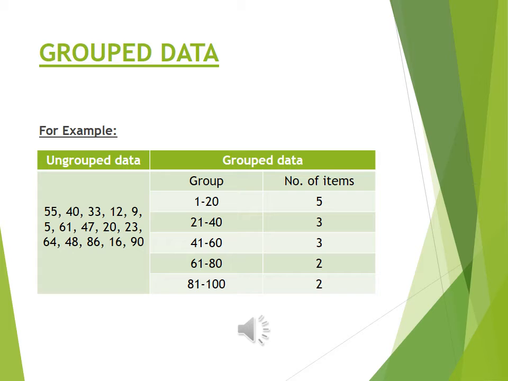How? Let's see. 12, 9, 5, 20 and 16. There are 5 items present in between 1 to 20. There are 3 items present in between 21 to 40. There are 3 items present in between 41 to 60. There are 2 items in between 61 to 80, and there are also 2 items in between 81 to 100. So now they are arranged in group data, and also they are in a sequence.